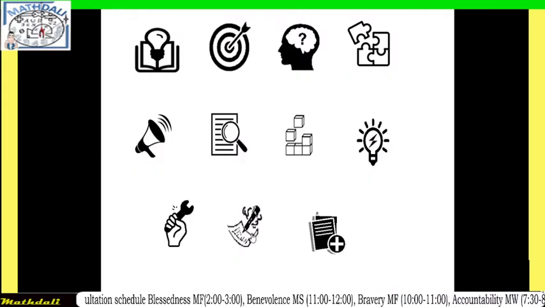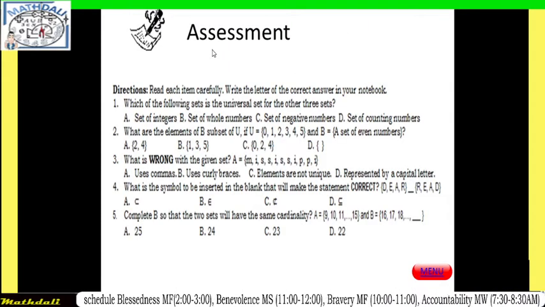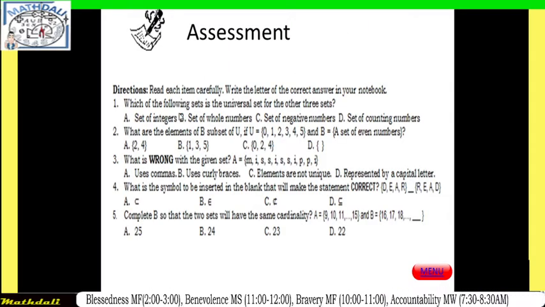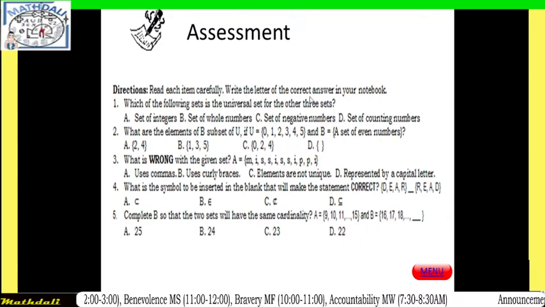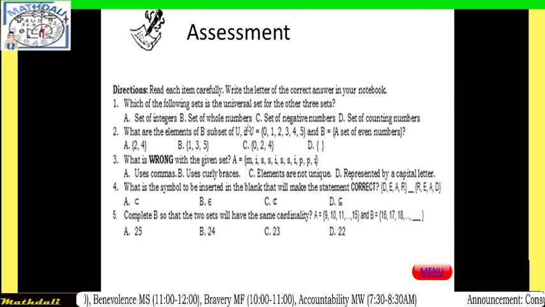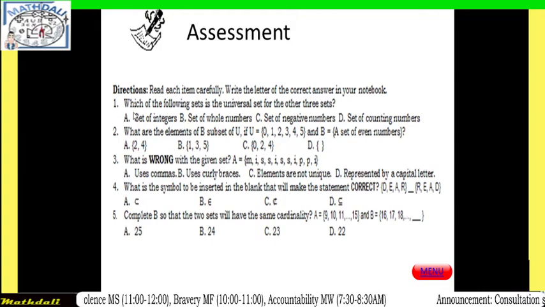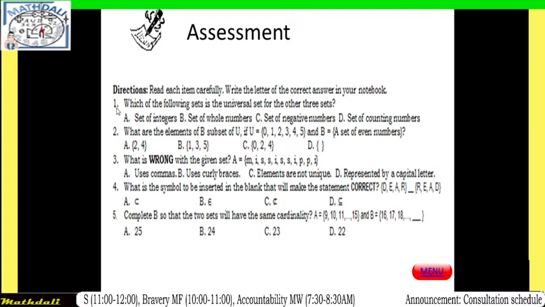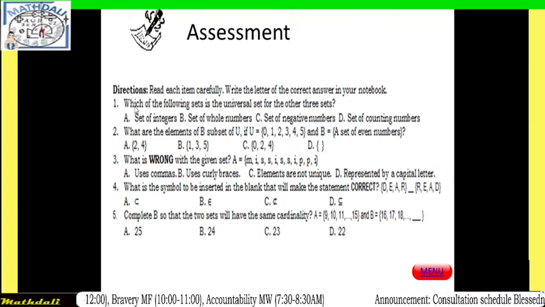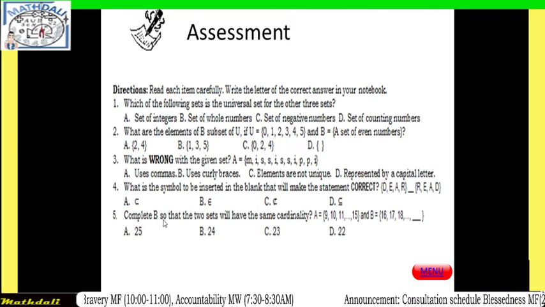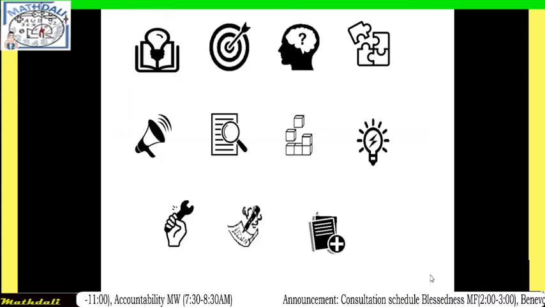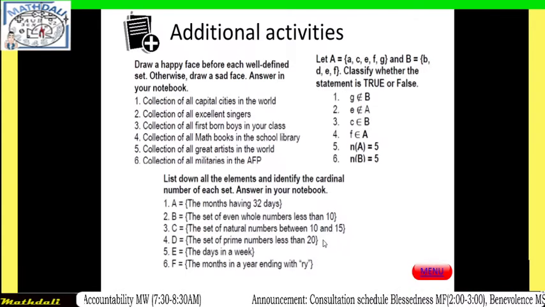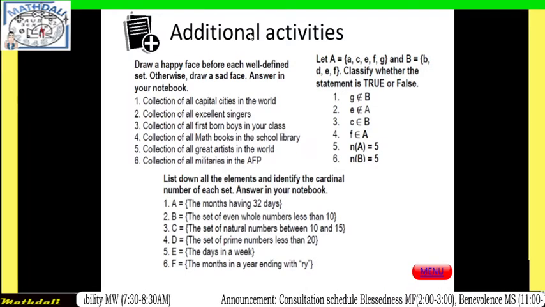Then we also have the assessment, or evaluation. You're going to read each item carefully. Write the letter of the correct answer in your notebook. So you're going to choose the letter of the correct answer and write it in your notebook. This is only 5 items, multiple choice. Next, let us have this additional activity.